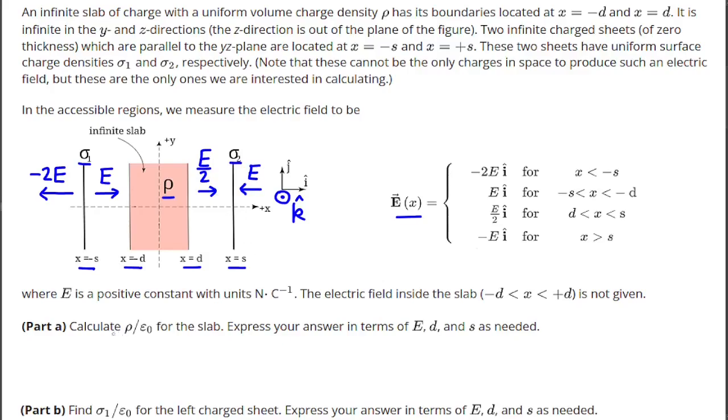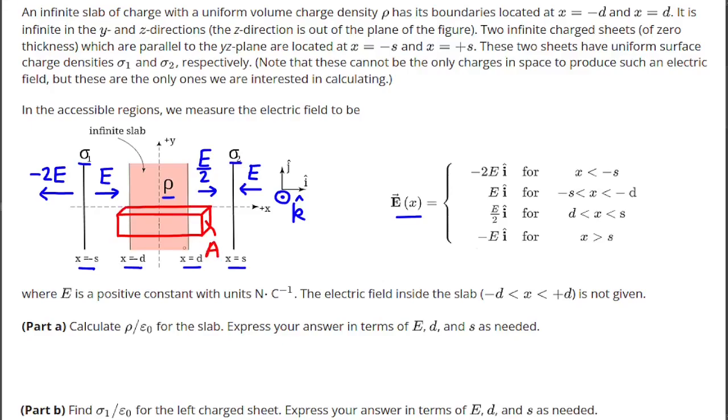So in part A, we're asked to calculate the ratio of the charge density of the slab to the electric permittivity. So what we can do is take the Gaussian surface to be a rectangular prism that cuts through the regions where the electric field is known. So this prism has a cross-sectional area A. So it looks something like this.